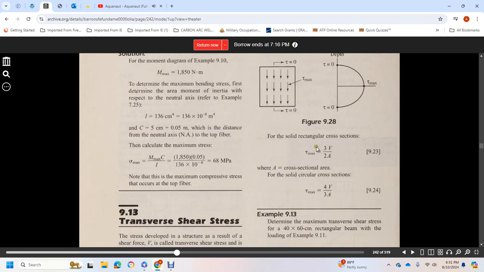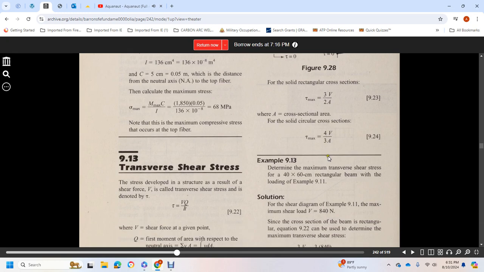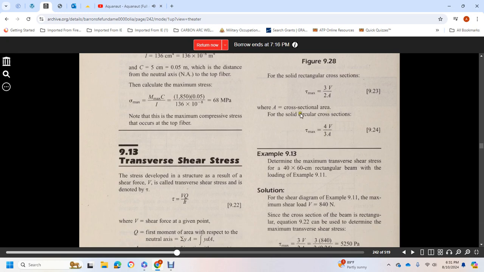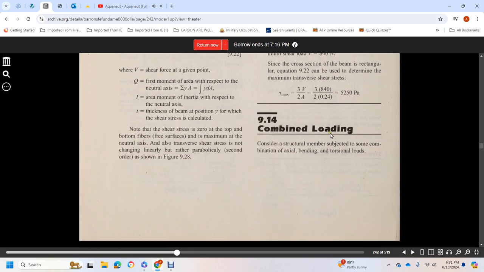For a solid rectangular cross-section, the maximum transverse shear stress is 3V over 2A, which is 1.5 times the shear force over the cross-sectional area. For a solid circular cross-section, the maximum transverse shear stress is equal to 4V over 3A.